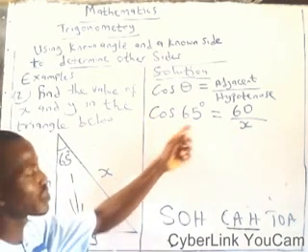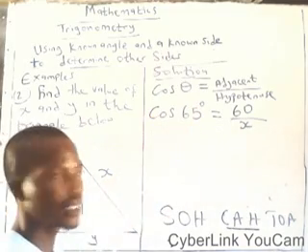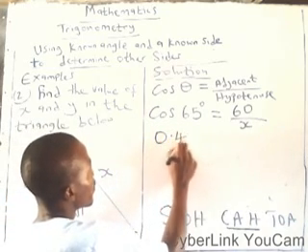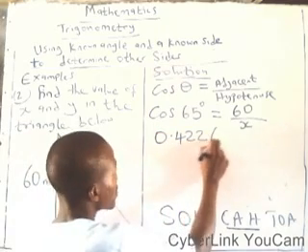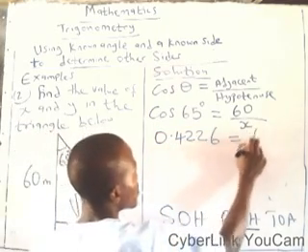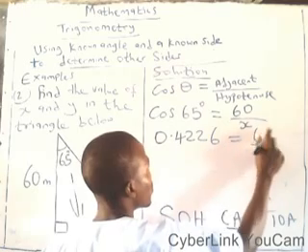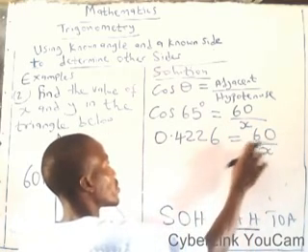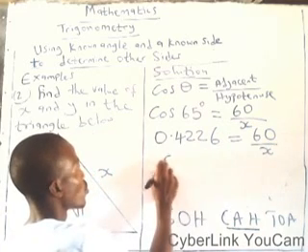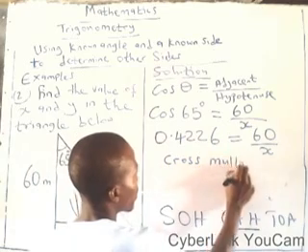Now the next thing for you is that you go to your formula table, check your formula table, look for cos 65. From the formula table, cos 65 is equals to 0.4226. 0.4226 is equals to 60 over x. We are looking for what? X. Then what are we going to do? We are going to cross multiply.